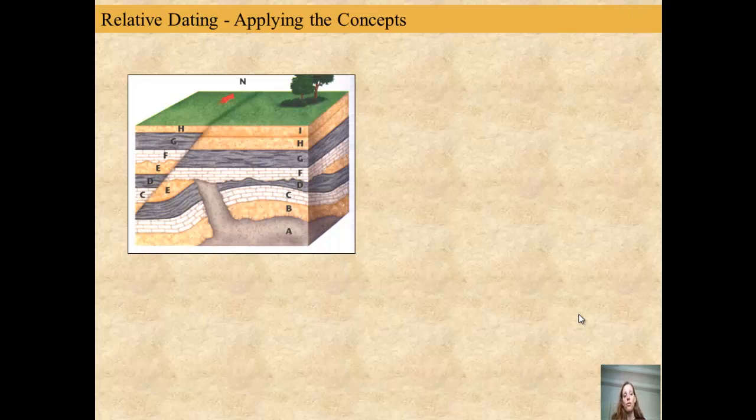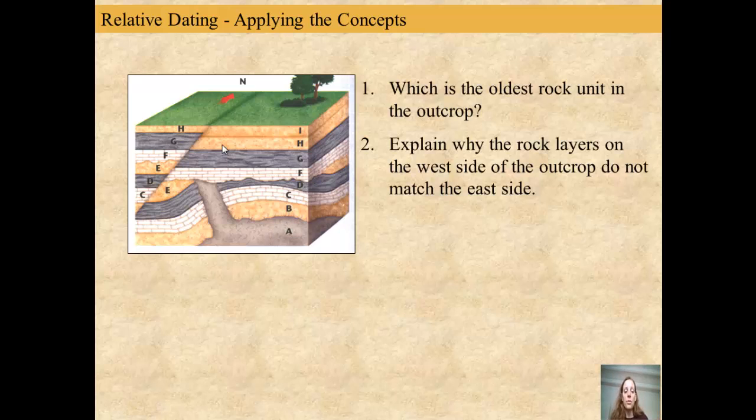So relative age dating: if we look at this image here, at these different layers, we can see that A is on the bottom and I is on the top. Well, according to the law of superposition, A is the oldest and I is the youngest. But we have a fault here, so this probably formed in an area where there are earthquakes. So rock layers on the west side of the outcrop do not match layers that are on the east side because of this fault and this intrusion.